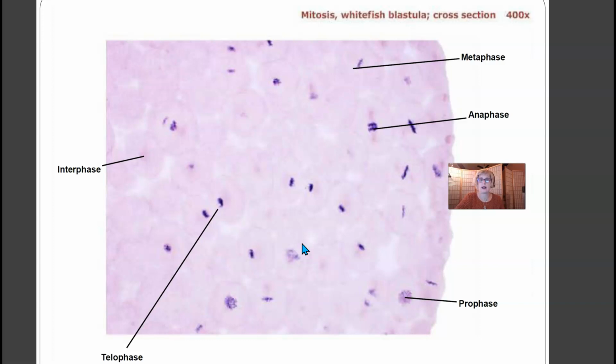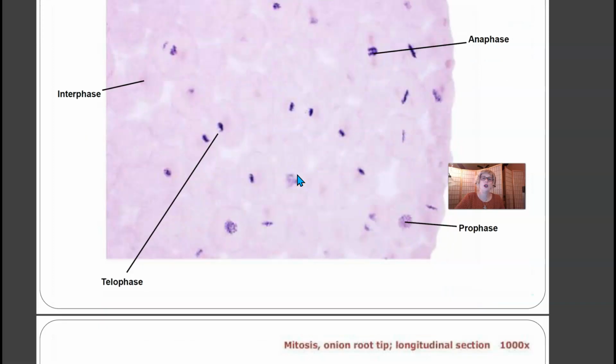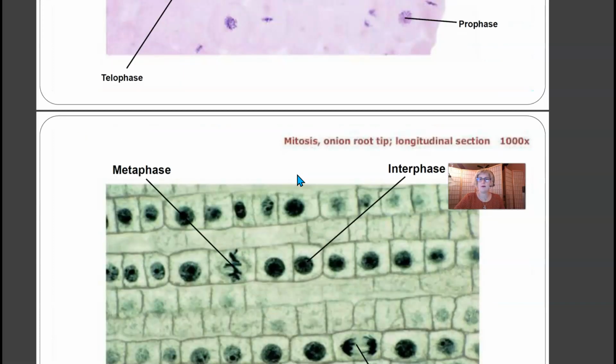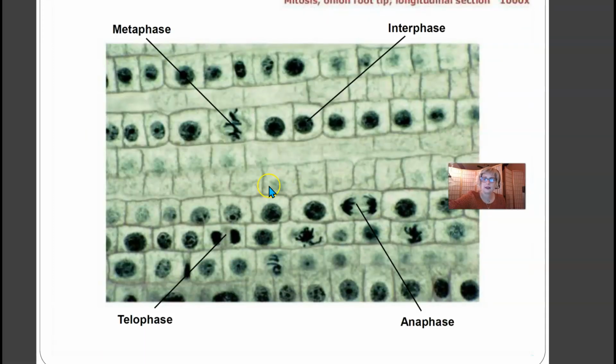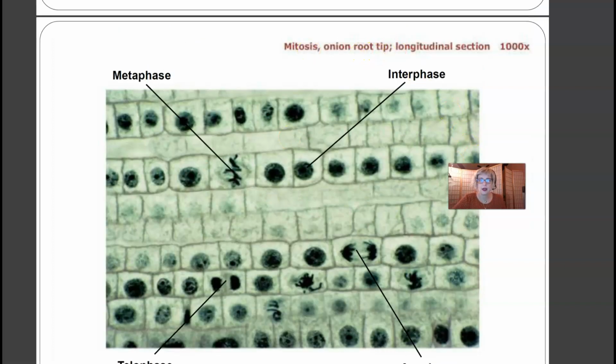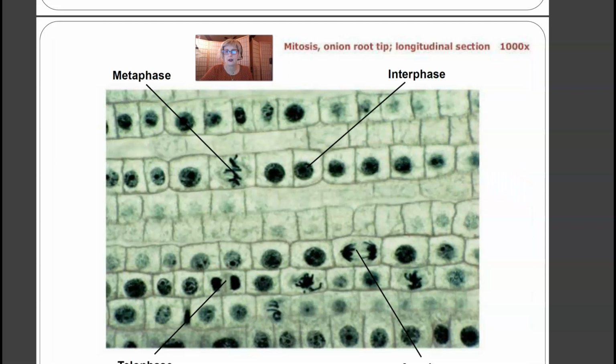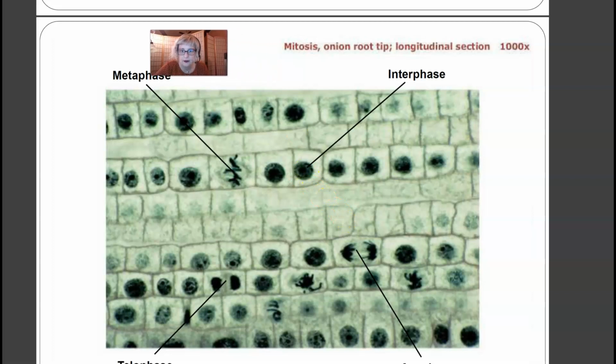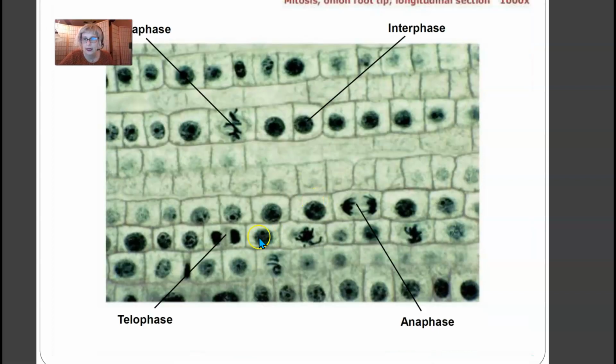All right, and this is the last slide showing you, believe it or not, an onion root tip, and it's a longitudinal section showing you this is metaphase right here, this is interphase, okay, and then if you look up over here you can see telophase because it's separating out. There's anaphase with the spindle forming and pulling the chromosomes to the opposite polar end.